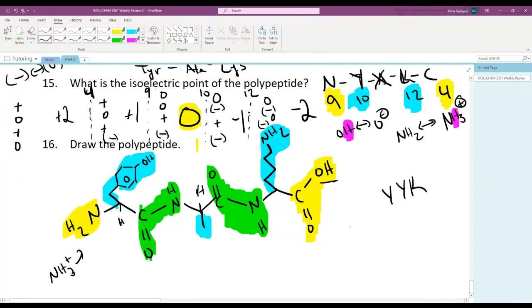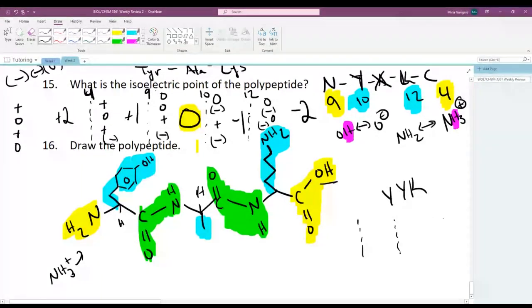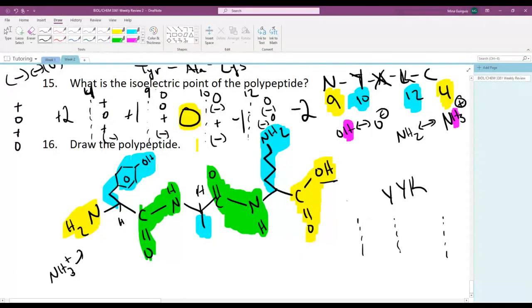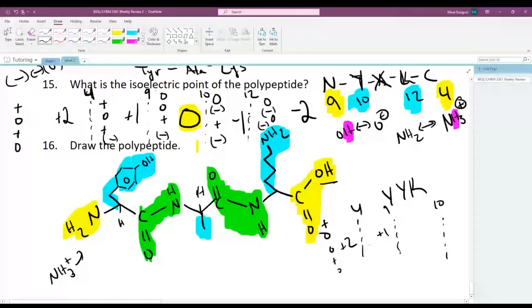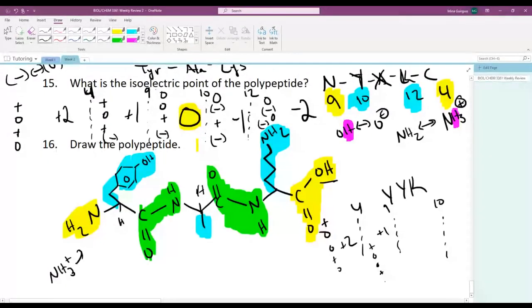I'm going to very briefly do this one since I know that we're running out of time. We only have about 10 minutes and I want to save time for your questions. Let's see, we'll do below 4, below 9, and at 10. So below 4, you're going to have positive terminus, neutral, neutral for both your tyrosines, and positive. You're going to have +2. Over here, the only thing that's going to change is your C-terminus, which is going to be 0.